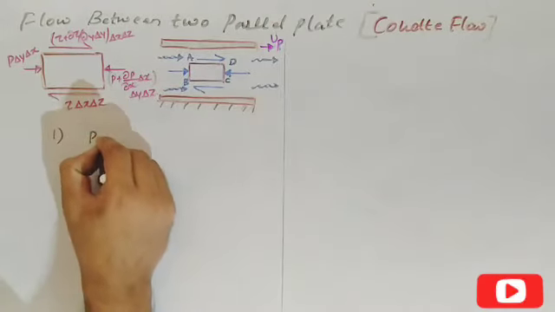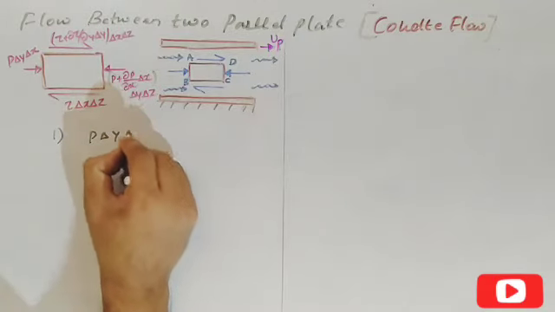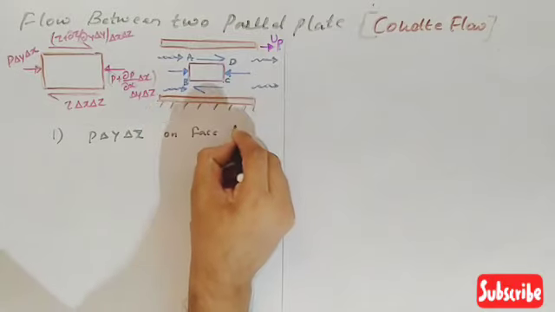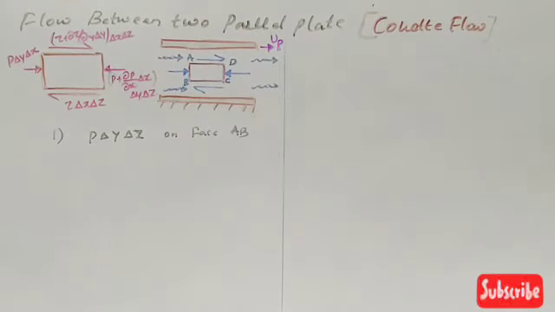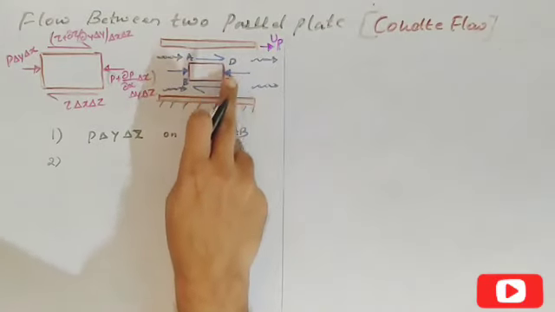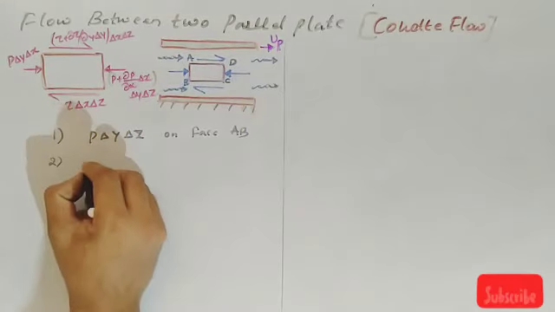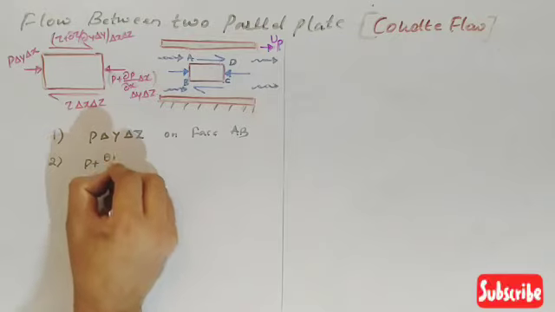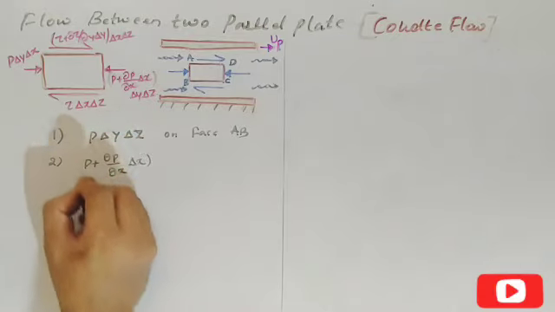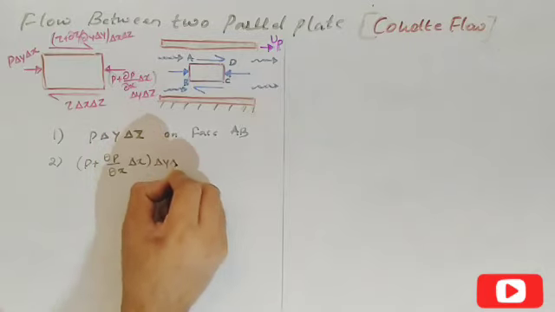So in a general case, if the Reynolds number is less than 2000, then the flow is known as laminar flow. If the Reynolds number is more than 4000, then the flow is called turbulent flow. If the Reynolds number lies between 2000 and 4000, then the flow is transitional flow.